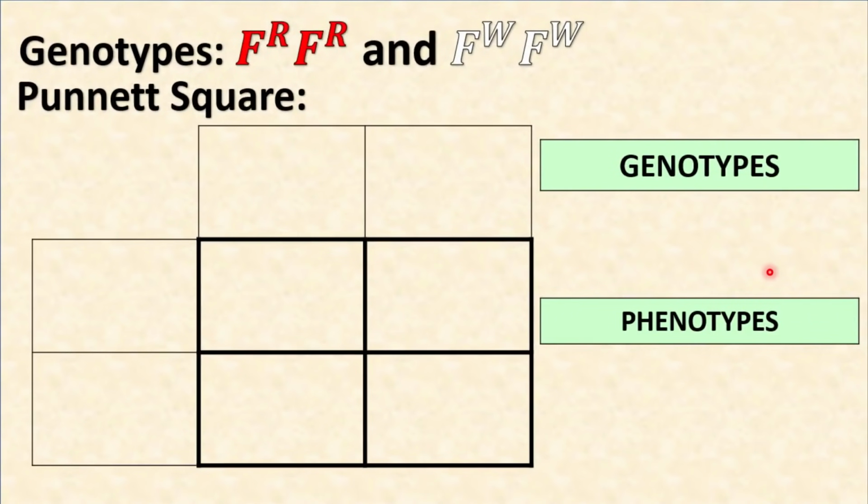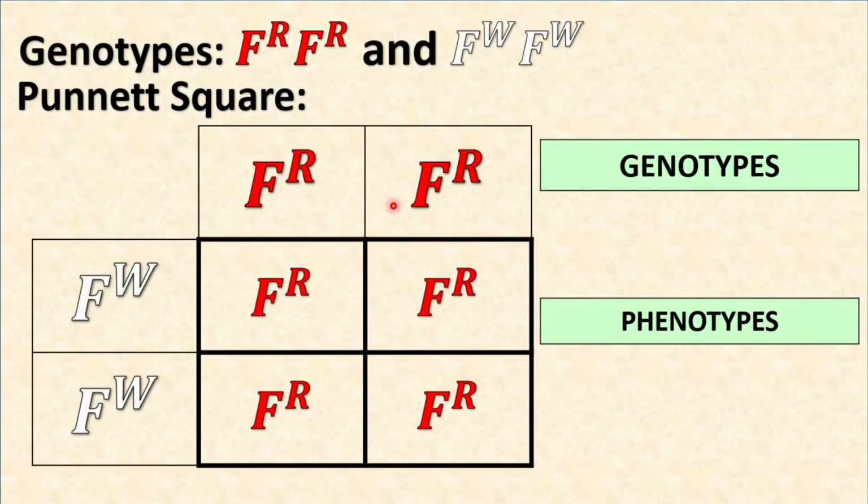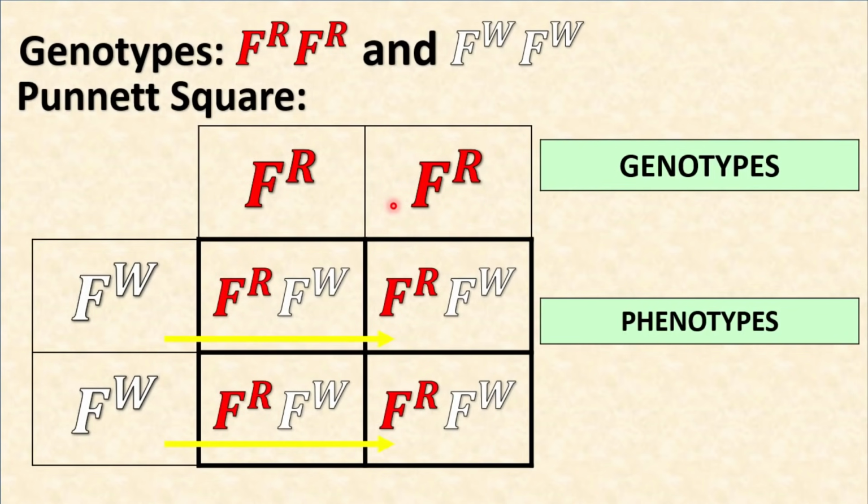As you can see, our genotype for red snapdragon flower is FR-FR. Our genotype for white snapdragon flower is FW-FW. Let us cross using Punnett square. So this is our genotype. Let us cross it downward and then sideward. So these are the results.